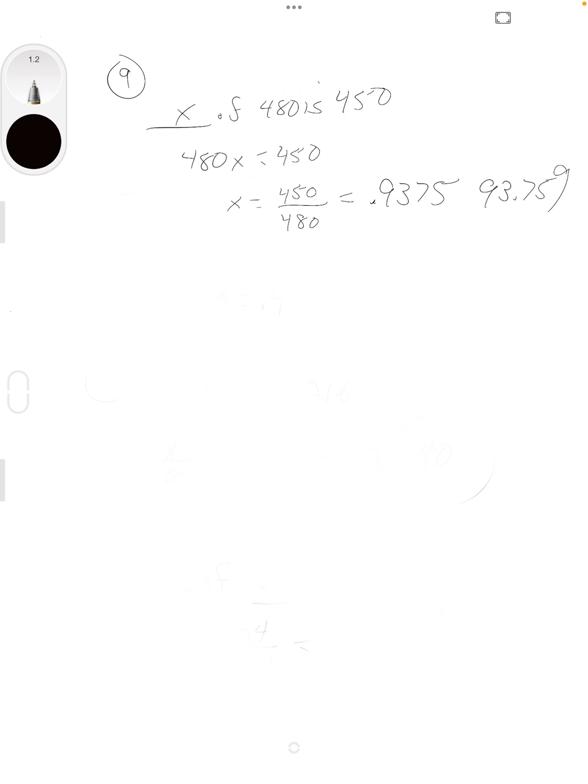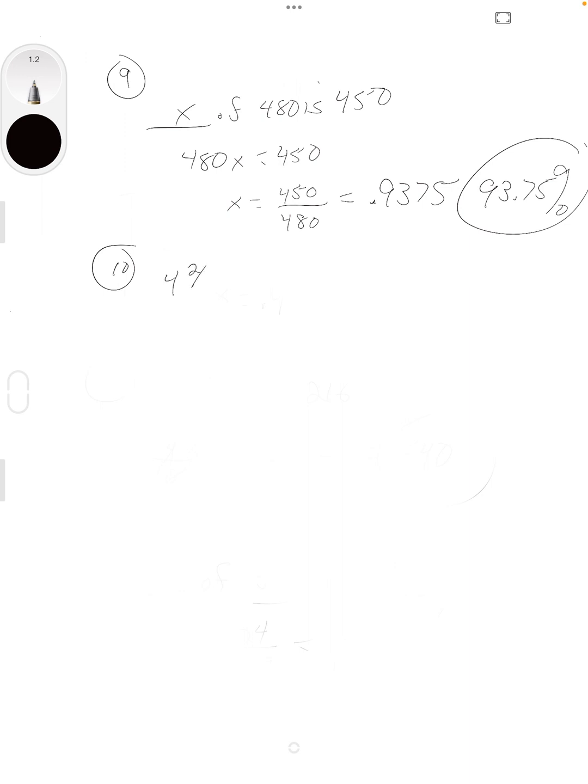Number 9. What percent of 480 is 450? Okay, so 480 times x equals 450. X equals 450 over 480. And this is asking what percent. So I do that math, 450 divided by 480, and I end up with 0.9375, or the answer will be 93.75%. Number 10.